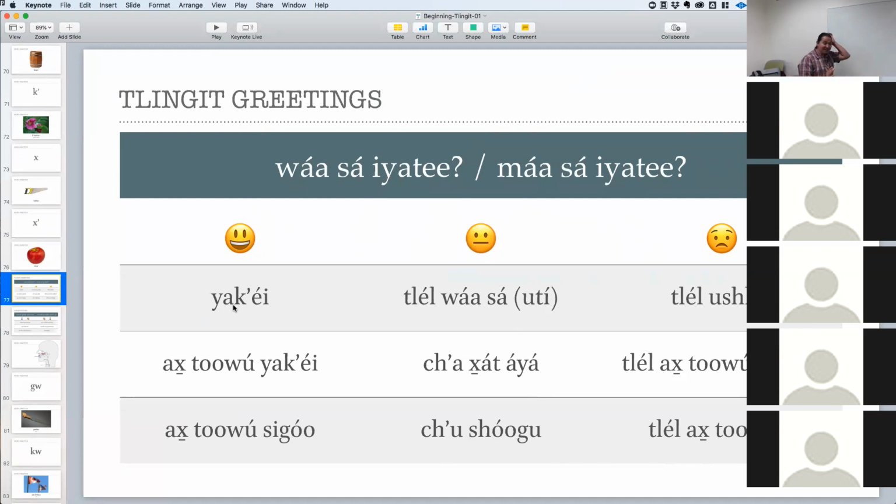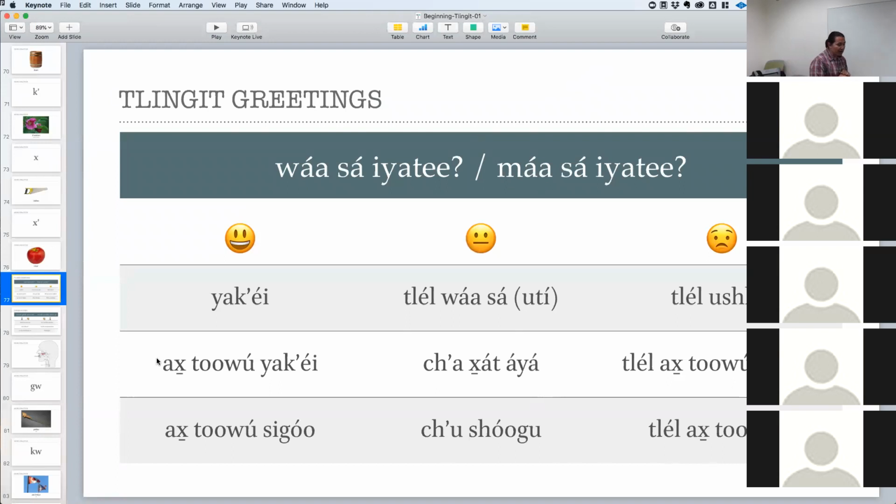That's good, right? And that could also be, just on its own, yak a is he, she, or it is good, right? So like you see something neat, yak a. Somebody tells you something good, yak a, right? That is good. That's good.